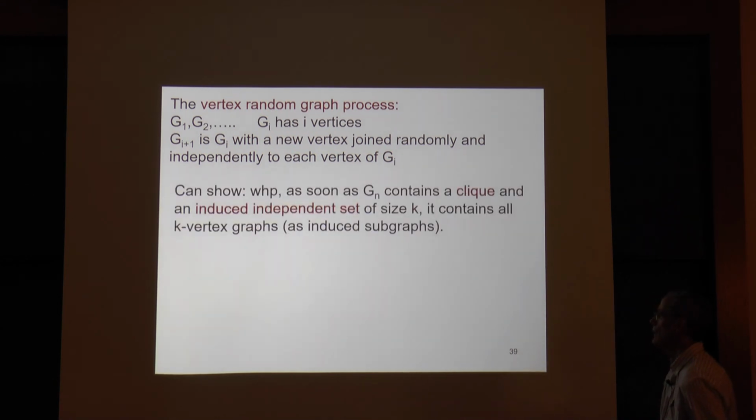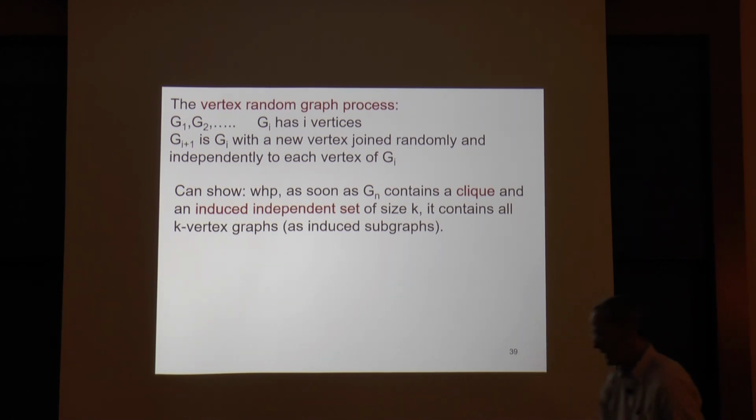Then you can ask what is called the hitting time result. Suppose we do this random graph process and look at the first n for which the graph Gn contains a clique of size k and an independent set of size k. The result that can be proved, and again it uses some of this machinery from group theory, is that as soon as it contains a clique and an independent set of size k, then with high probability it will contain all the graphs as induced subgraphs. So the difficult ones to get for a random graph are just the clique and the independent set.